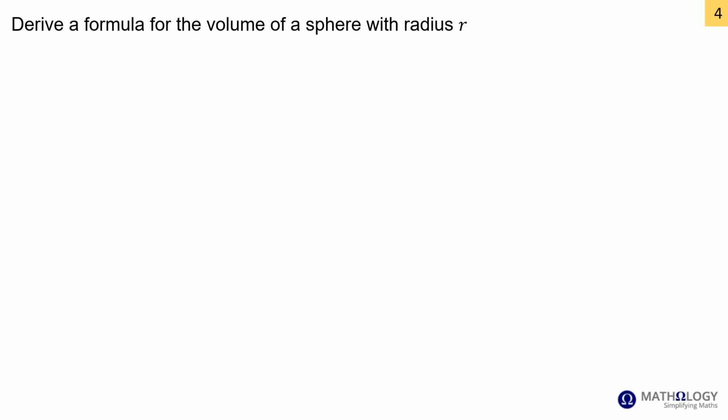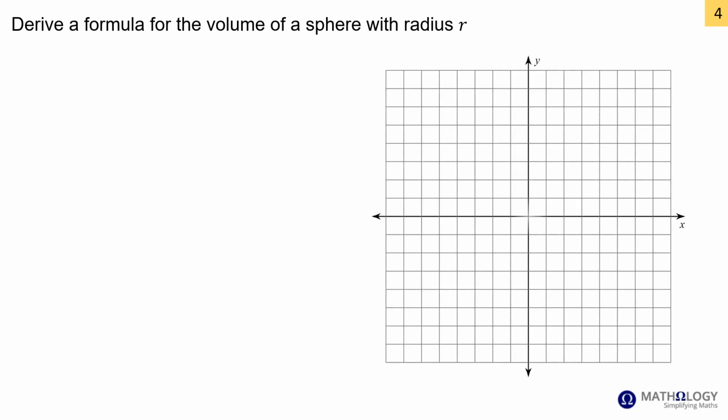Right, we're required to derive a formula for the volume of a sphere with a radius of r. Now, at school level, you must have surely seen and worked with the volume of a sphere. So you know that the volume of a sphere is 4/3 pi r cubed, but it wasn't proven at school level. So that's what we're going to do here, and we're going to use integration to do that.